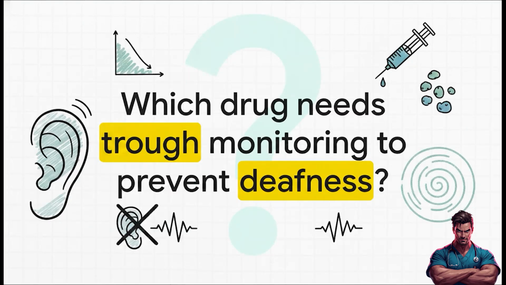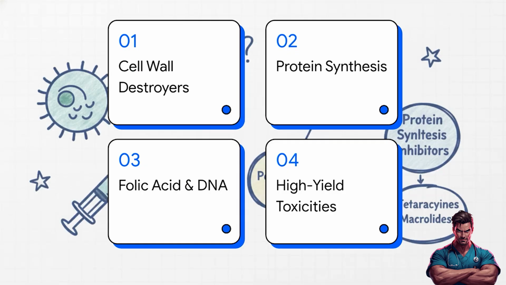But first, I want to hit you with a classic board question. Do you know which drug class demands strict trough monitoring to prevent permanent hearing loss? Just keep that in the back of your mind as we go through this, because by the end of this explainer, you won't just know the answer, you're going to understand the exact mechanism behind why it happens and exactly how to prevent it. To memorize these massive drug lists, we have to bucket them by mechanism of action.